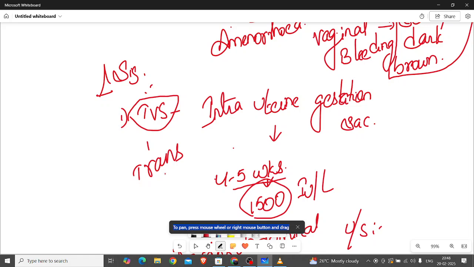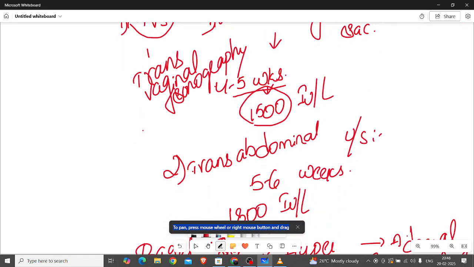TVS means transvaginal sonography. So if the intrauterine gestational sac is 4 to 5 weeks, we can identify it through this transvaginal sonography, whereas through the vagina we can identify this.